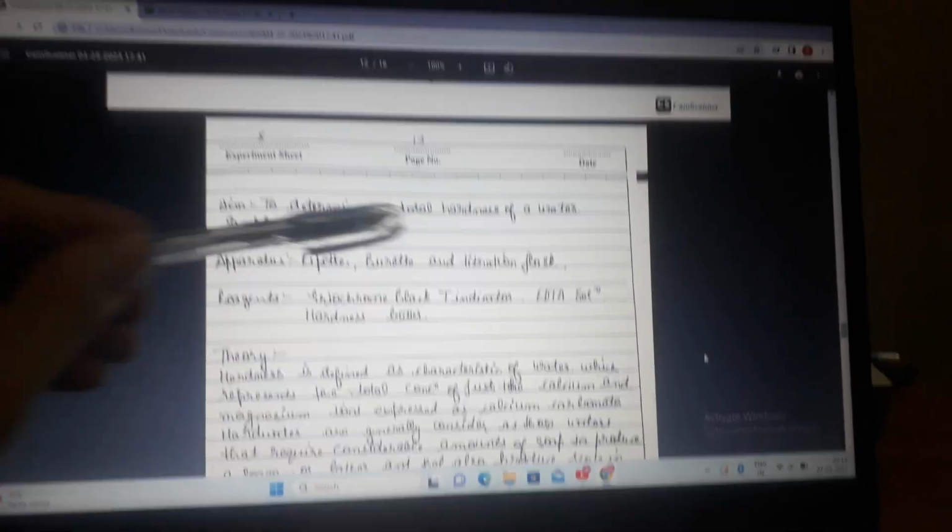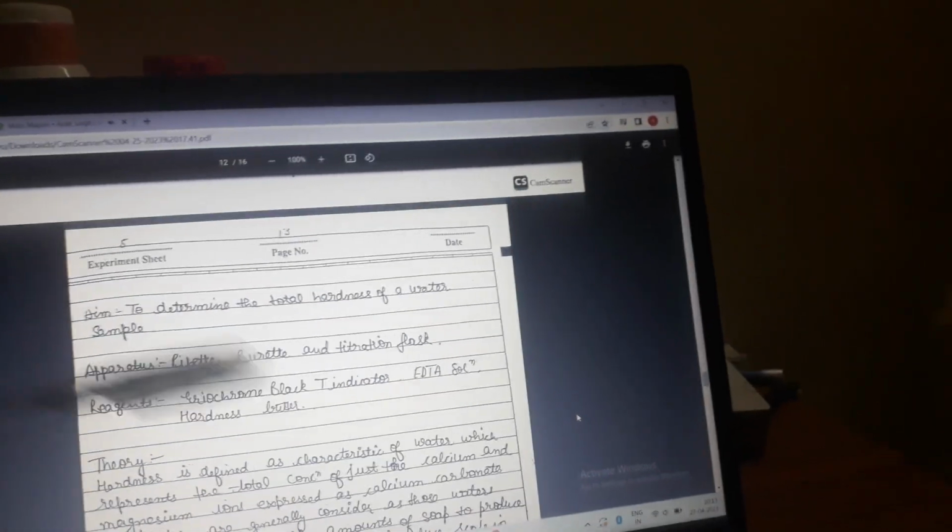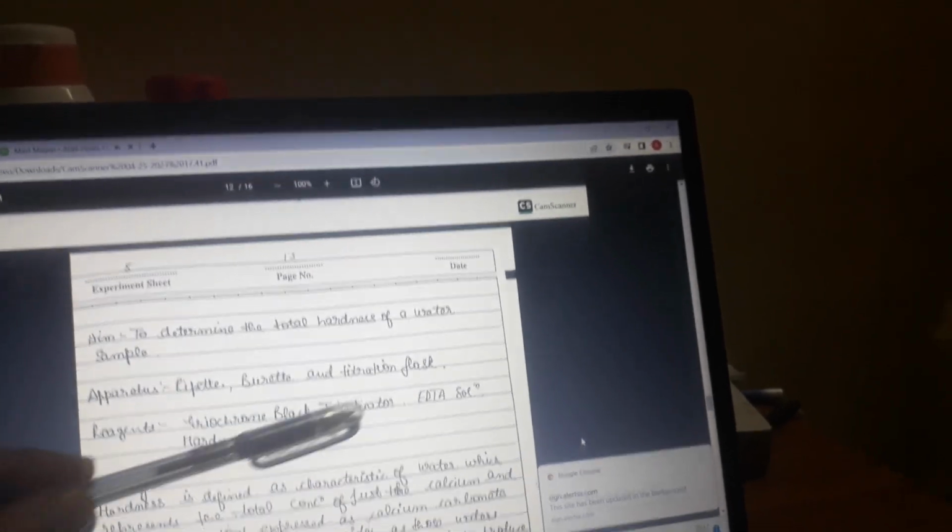Aim: to determine the total hardness of a water sample. Apparatus: pipette, burette, and titration flask. Reagents: Eriochrome Black T indicator, EDTA solution. Hardness: buffer.